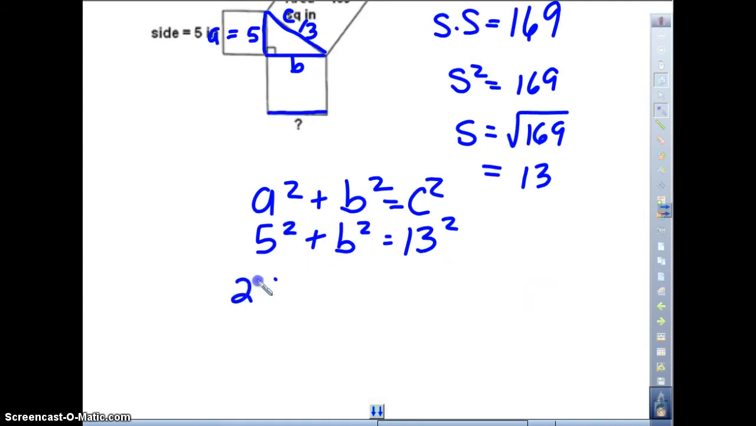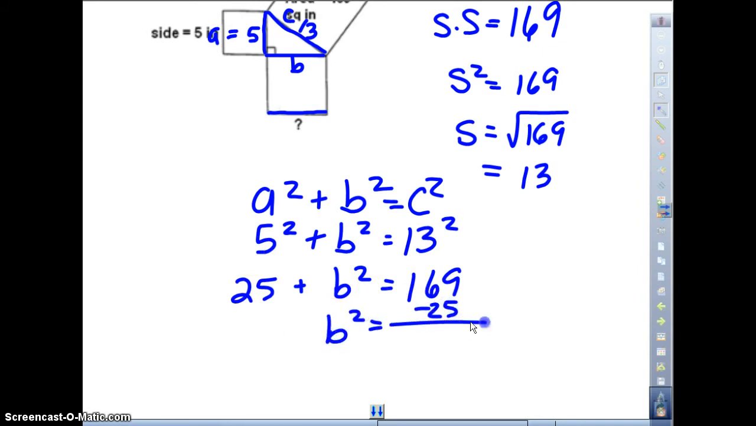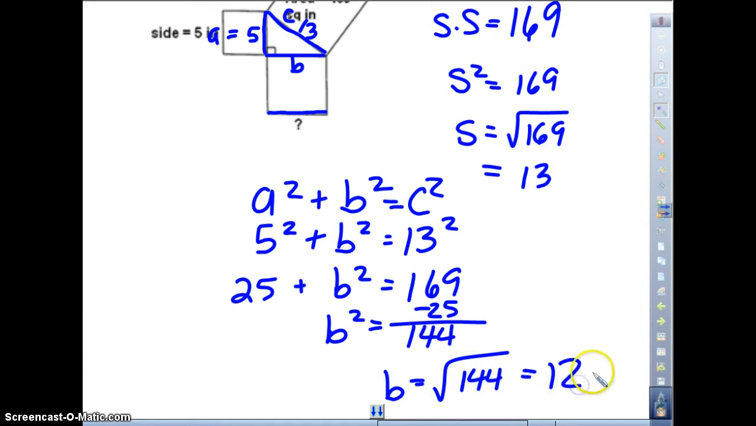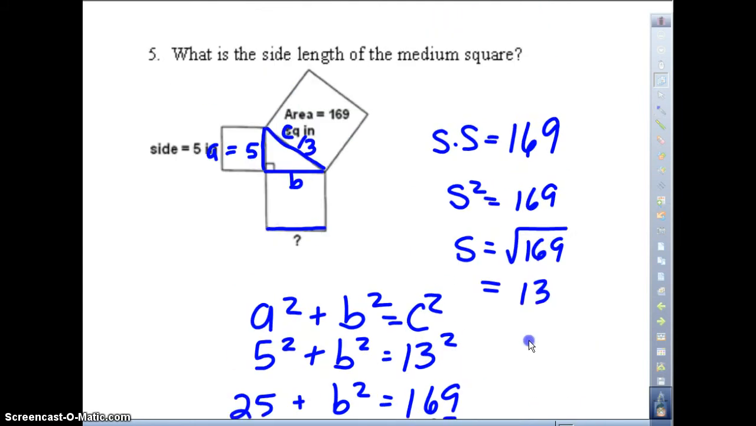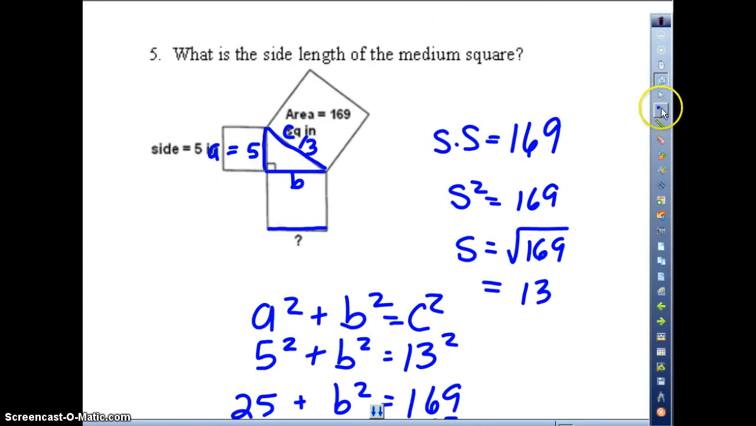Go ahead and square them. B squared makes up the difference between 169 and 25. So B squared is 169 subtract 25, which gives you 144. What number times itself gives you 144? Yeah, that's going to be 12, and what's our units? Now let's see if that answers the question. The question was, what's the side length of the medium square? Yep, the side length equals 12 inches. Is it in your answer bank?